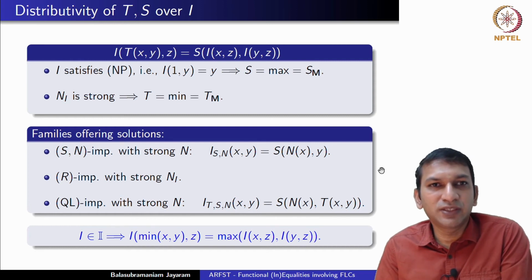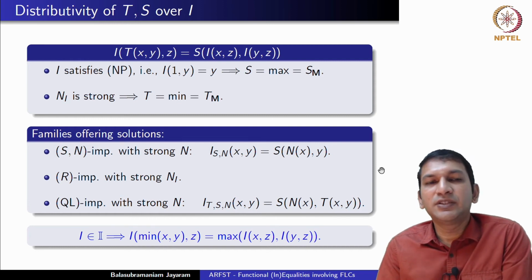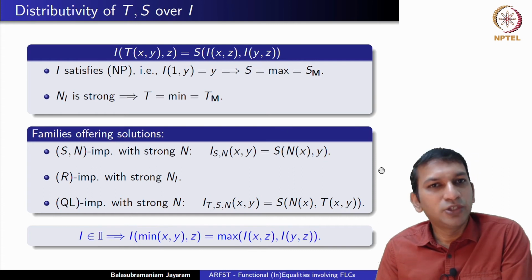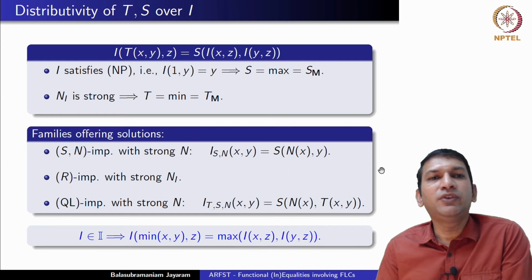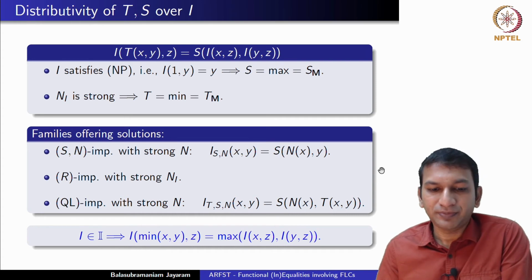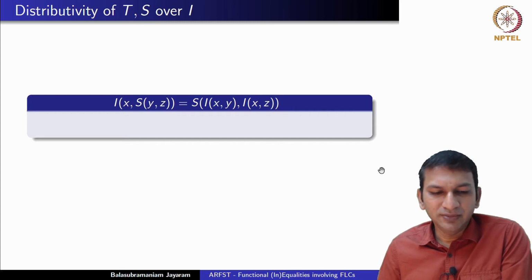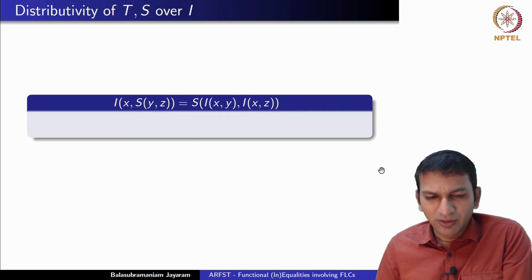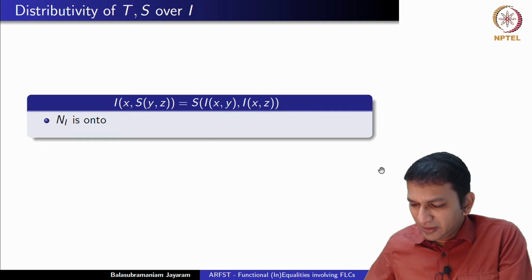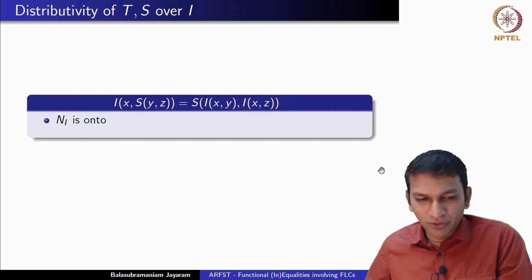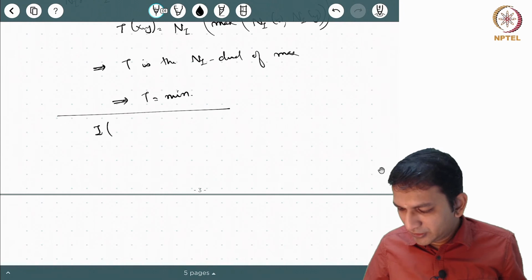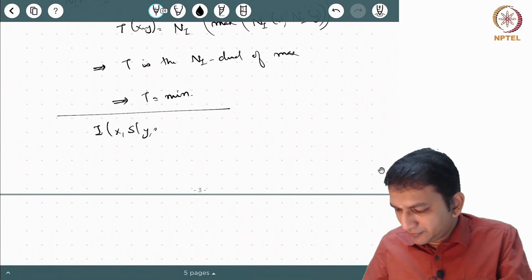which also satisfy this distributivity equation, and in some context where the distributive equation plays a role, you could freely choose from implications coming from these families too. Similarly, if you consider the consequent distributive equation, now once again we argue like this. Let's assume that Ni is onto, this is the equation that we are considering. We need to fix S now.